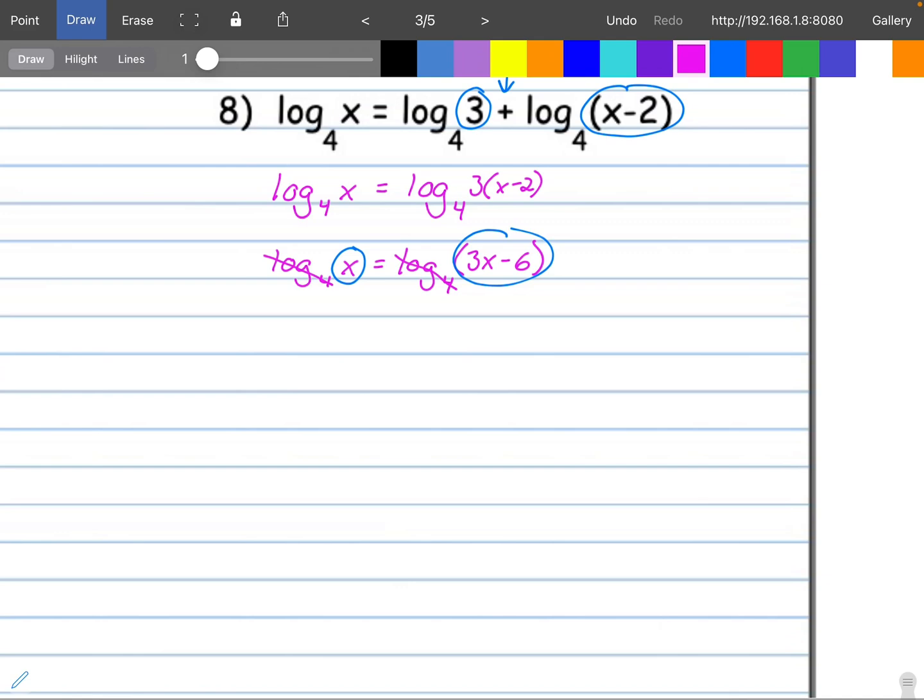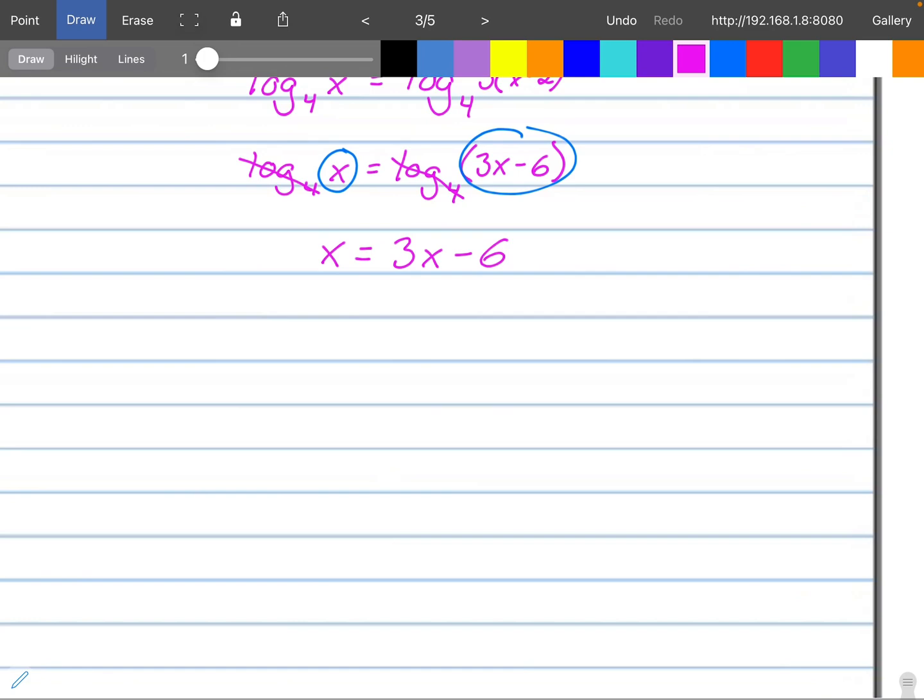So we're going to simply focus on that, and we're going to set those equal. So x must equal 3x minus 6 in order for those logarithms to be equal. To solve that, I'm going to subtract my 3x and get it over here with the other x. That's going to give me negative 2x equals negative 6. Then I can divide by the negative 2 that's in front of my x, and then x equals 3.